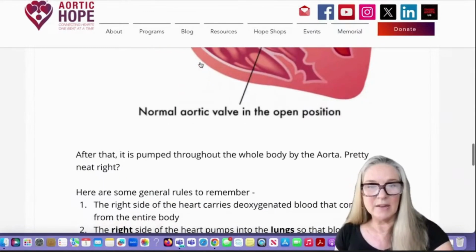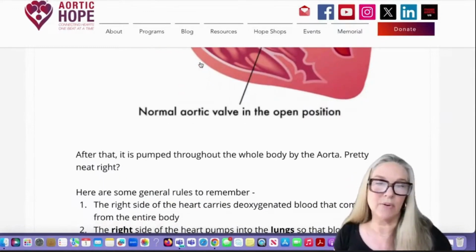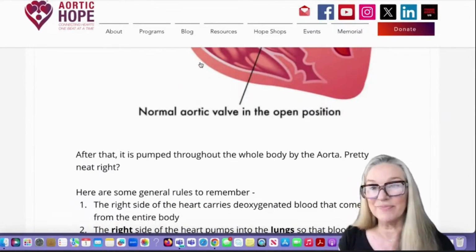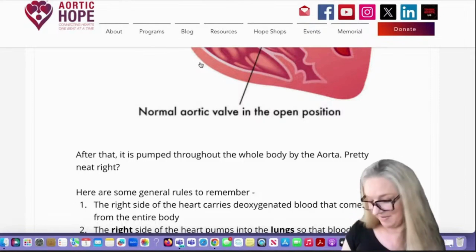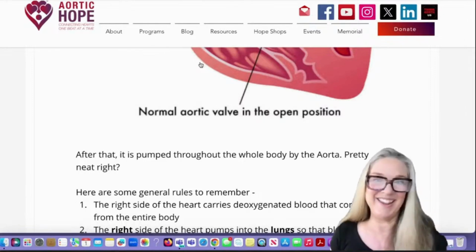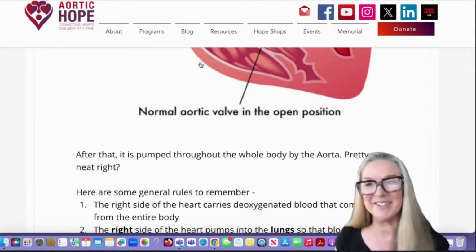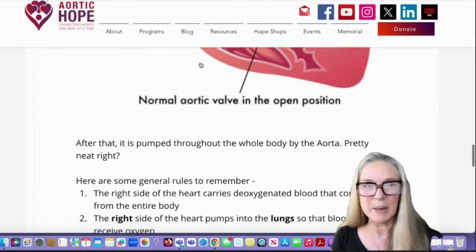So after that, it is pumped throughout the whole body by the aorta. Pretty neat, right? I think so. And to find that they just labeled the aorta an organ, its own organ. I think that's interesting.